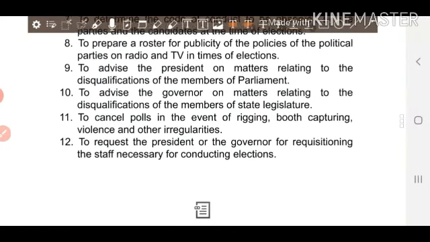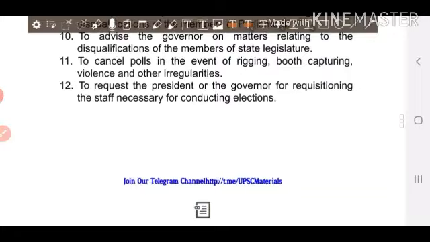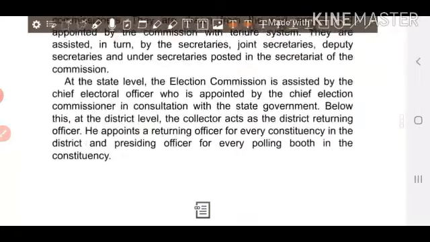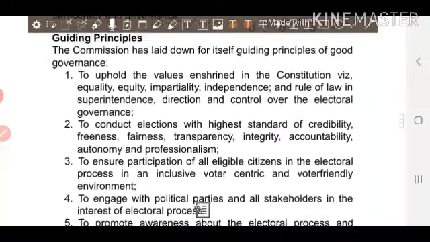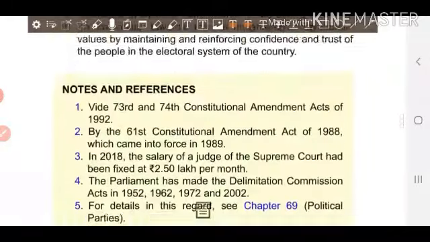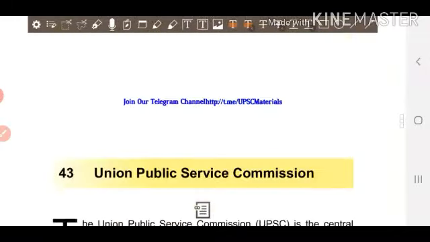Number eight, the mode of conduct for elections on TV and so on has also been given here. That is the working. And what is the vision? What is the mission? And what are the simple guidelines? You can see here. Note.